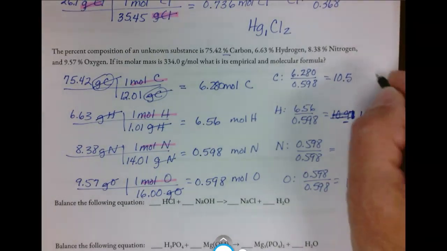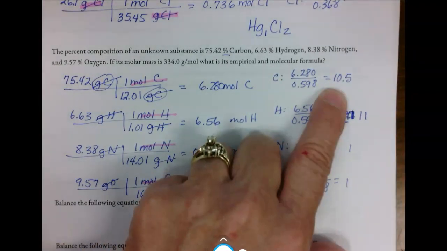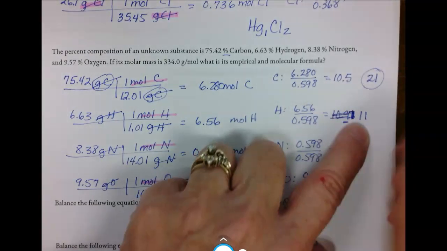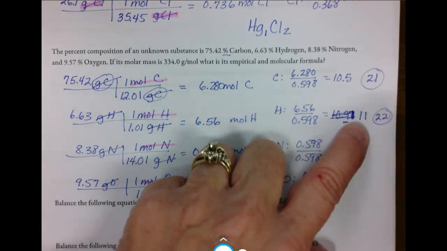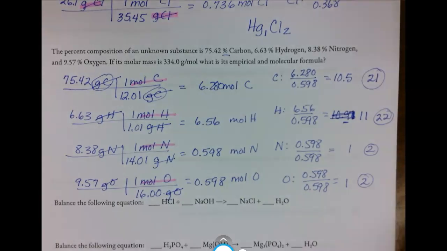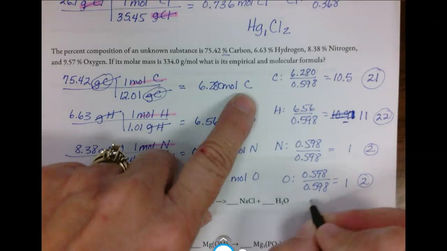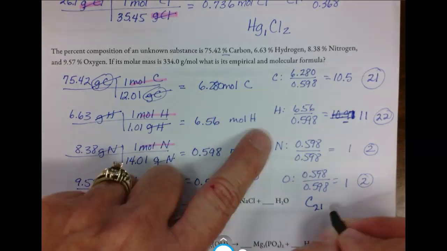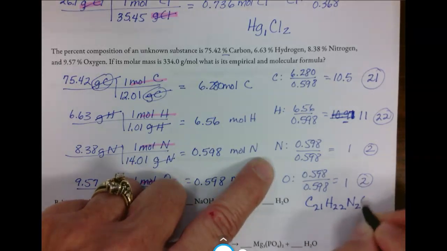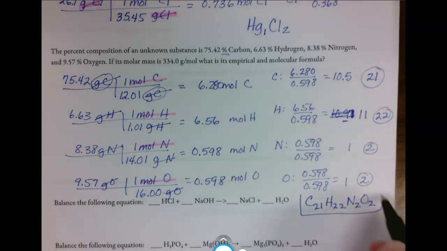So now I'm going to come in and double everything. So 10.5 times 2 is actually going to be 21. 11 doubled is 22. 1 doubled is 2. And 1 doubled is 2. So my actual mole ratio that I have here would be C21, H22, N2, O2. Okay, so that would be my final answer.